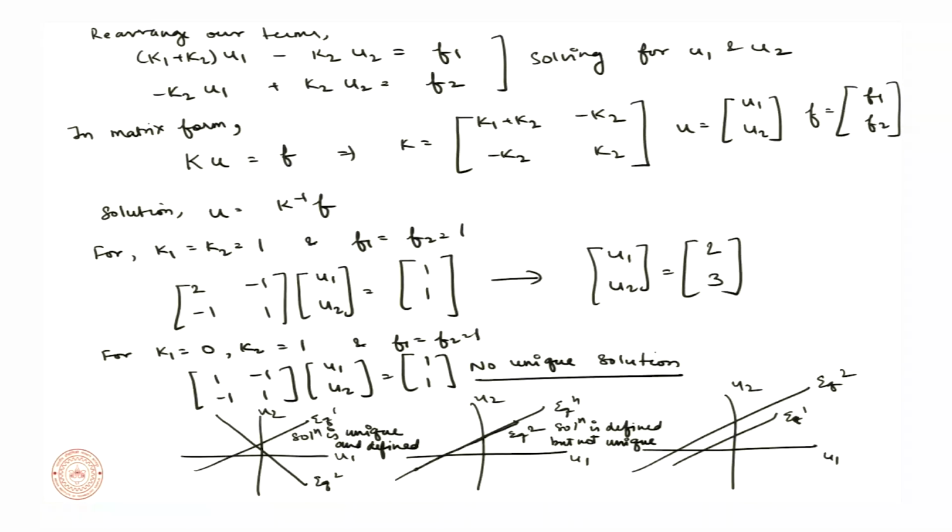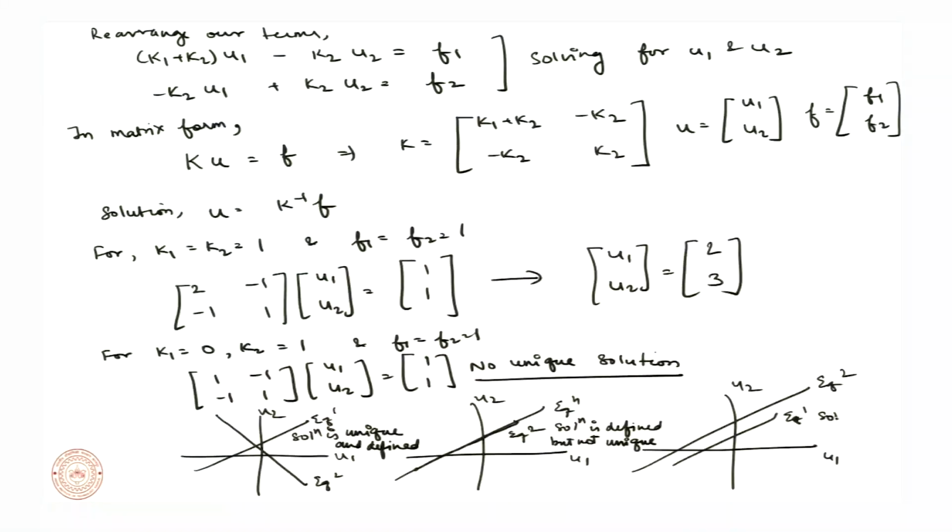And the third case is one in which the two equations are not overlapping but are parallel to each other, which means that they will never intersect with each other. In that case, the solution is not defined. Okay, so this is for two expressions giving us two variables as an output.